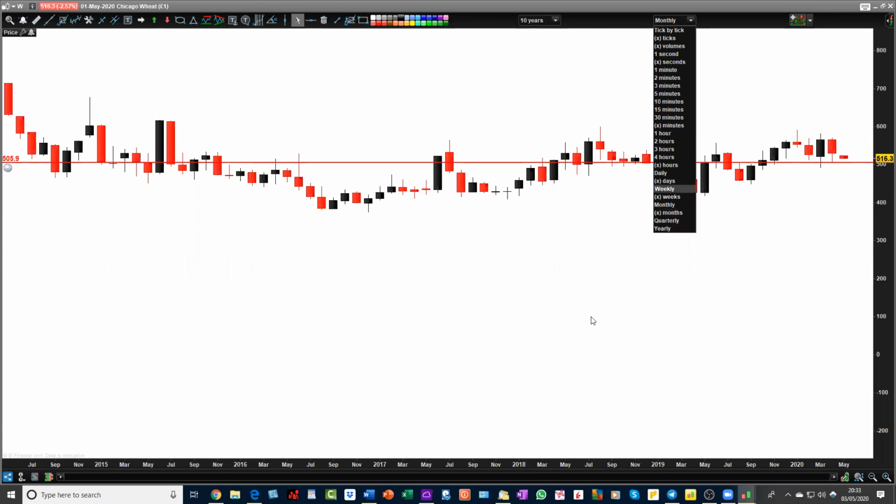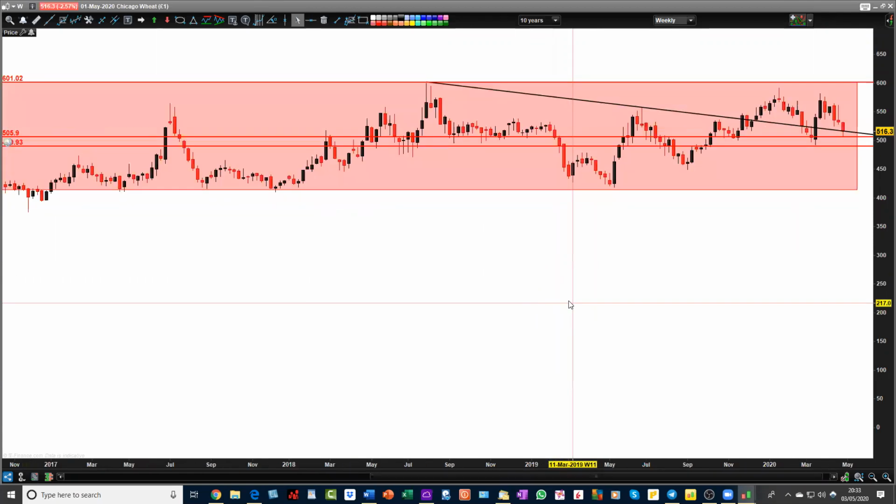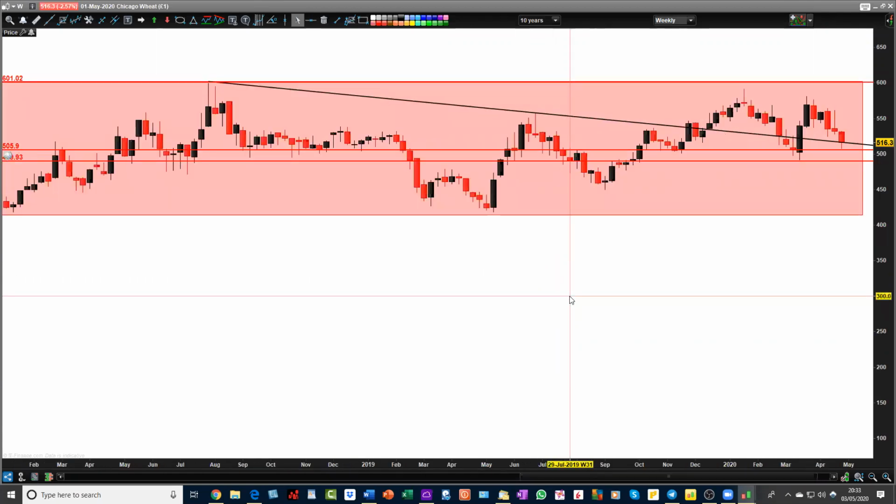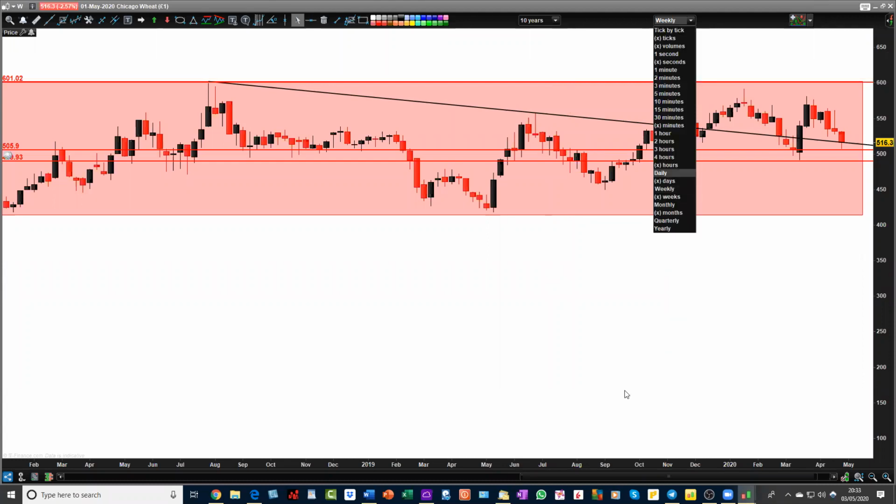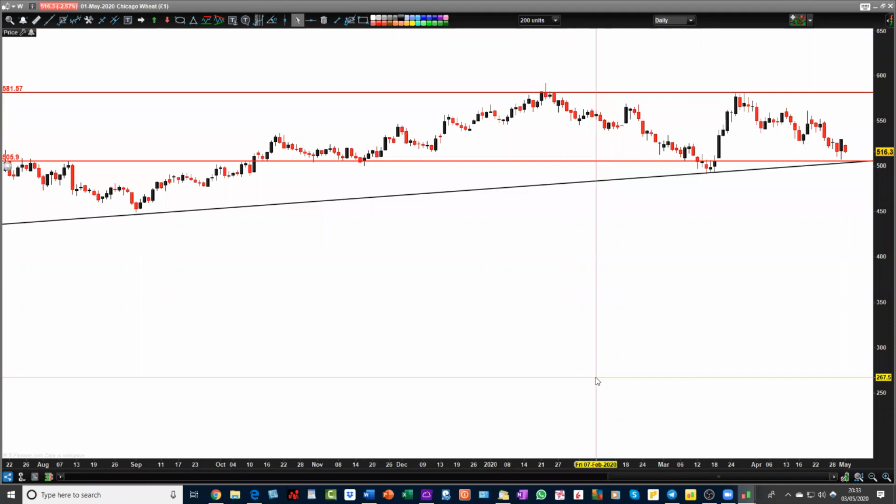So look at the weekly. Where would you suggest to buy then? Well, I'd like to see it touch 500 again, yeah. But then that's probably everybody's trigger point, isn't it? Because it's around 505, something like that.